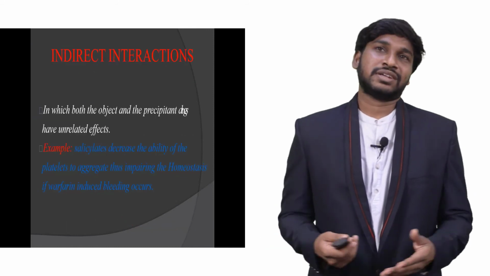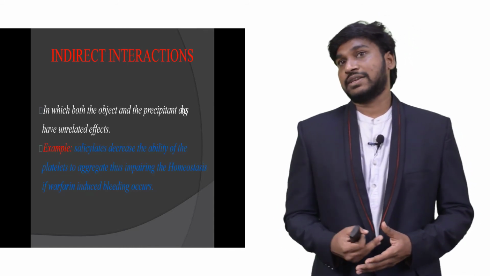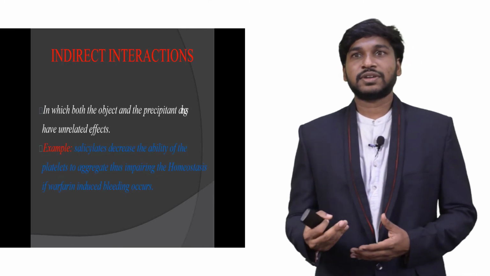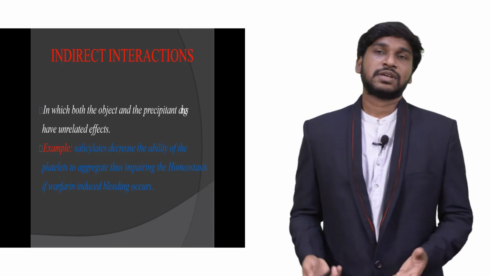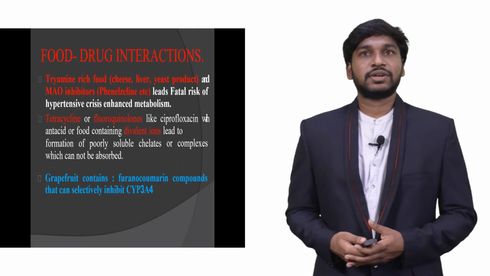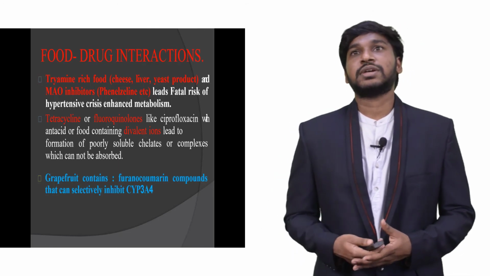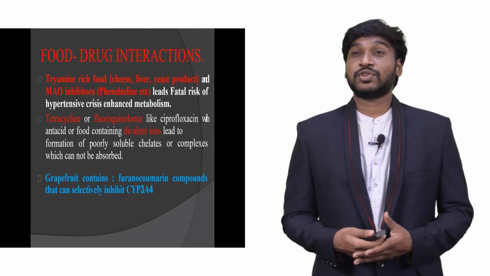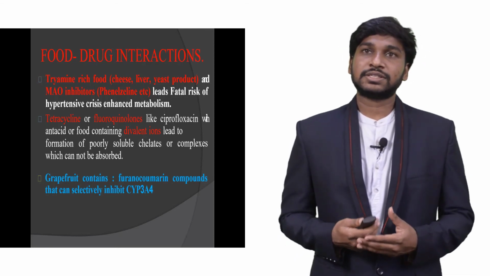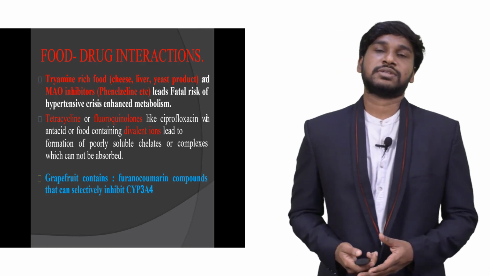And indirect interactions, like salicylates decrease the ability of blood platelets to aggregate, impairing hemostasis. Warfarin-induced bleeding occurs. Then food-drug interactions, like grapefruit juice and terfenadine, grapefruit juice and cyclosporin, and tetracycline or fluoroquinolones like ciprofloxacin. If you take these with an antacid or food containing divalent ions, it leads to formation of poorly soluble chelates.